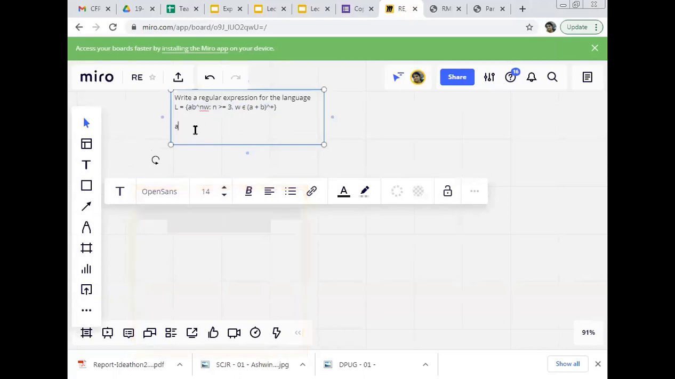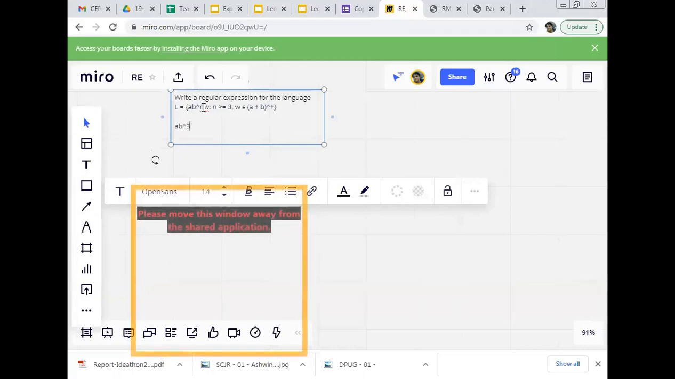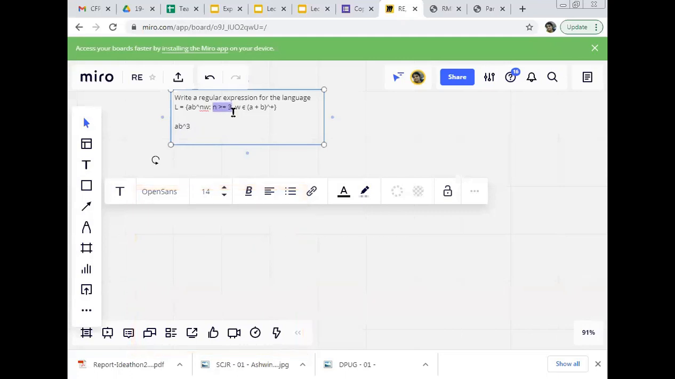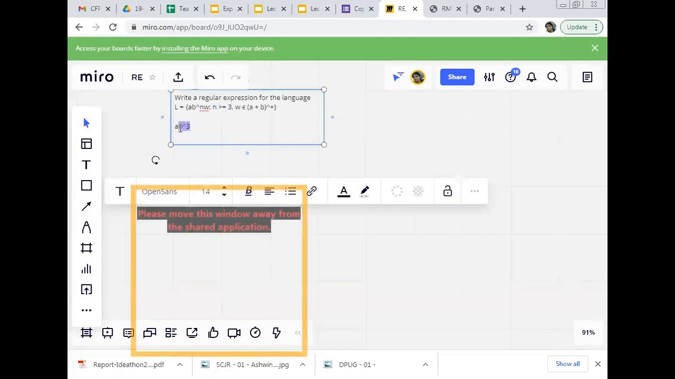They say b should be repeated n times, and n is greater than or equal to 3, right? If I write b raised to 3, it means b is repeating exactly 3 times. I hope you are getting this, students. But it is 3 or more, and here I am repeating b only 3 times. Now I should repeat it more times, so what we'll do is add b star.